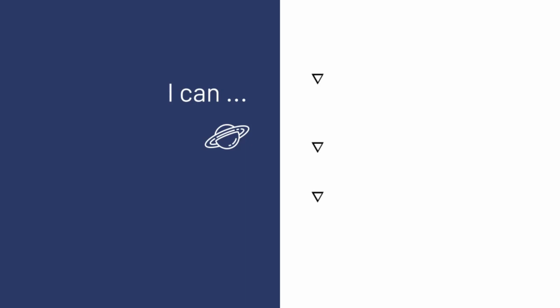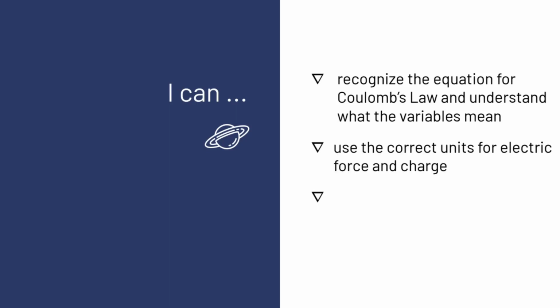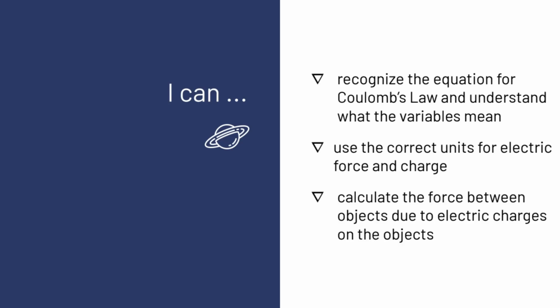The success criteria for this lesson are, I can recognize the equation for Coulomb's law and understand what the variables mean. I can use the correct units for electric force and charge, and I can calculate the force between objects due to electric charges on the objects.